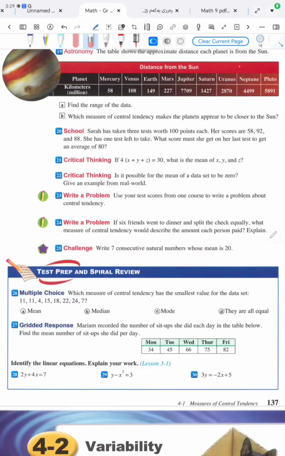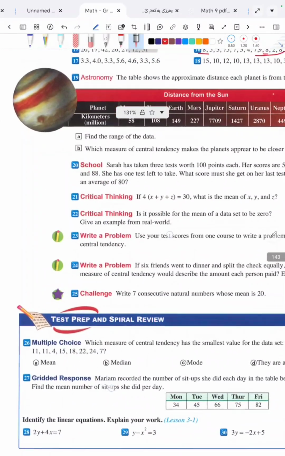Okay, here we have more questions about measure of central tendency. For example, question 20. Sarah has taken 3 tests worth 100 points each. Her scores are 58, 92, and 88. She has 1 test left to take. What score must she get in her last test to get an average of 80? You can solve it by mental math. Otherwise, here we have rules to solve it.